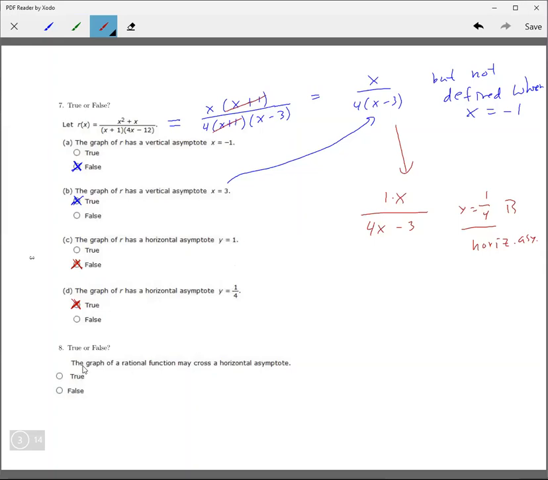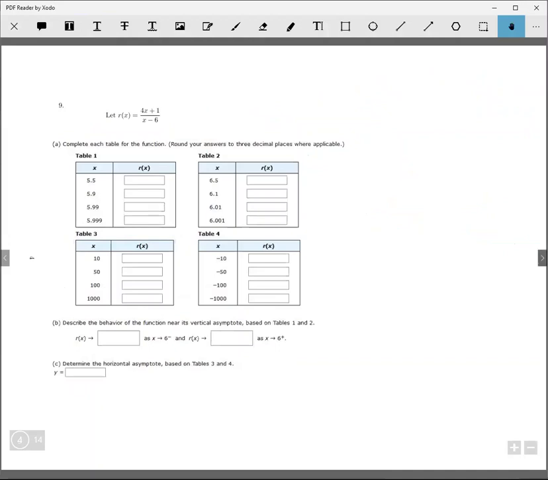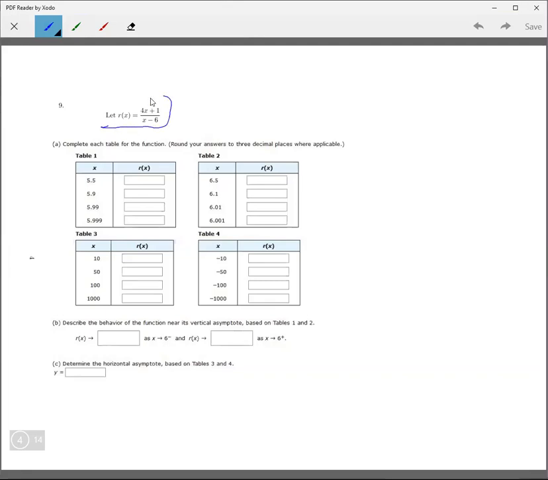And then number 8, part D. Wait, number 8, okay, the graph of a rational function may cross a horizontal asymptote. That's true. It can cross the horizontal asymptote. It can't cross a vertical asymptote, though. Okay, number 9. So number 9, we have this function here, and we have all these values that we want to calculate. And this is to kind of give you information about what happens. As you can tell, this has a vertical asymptote.